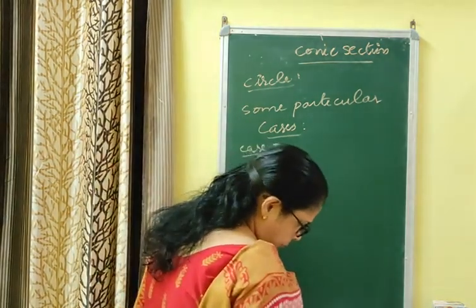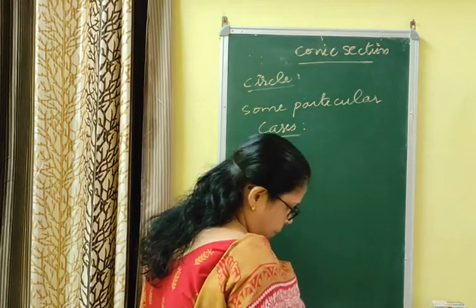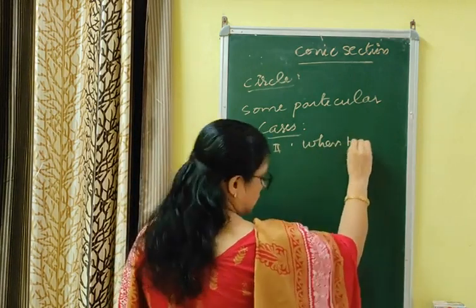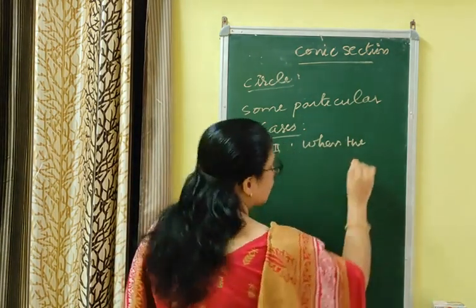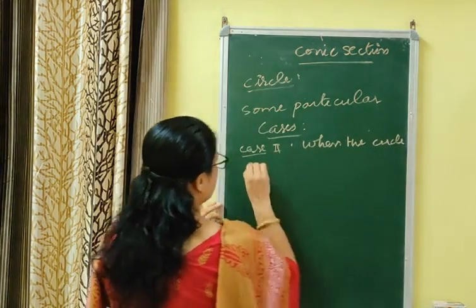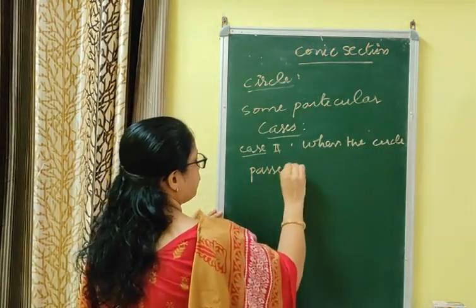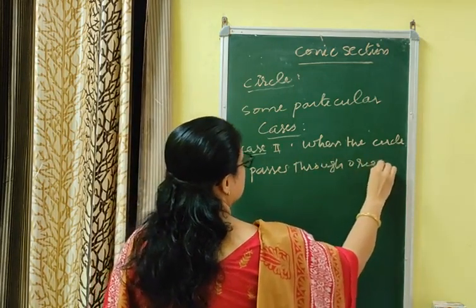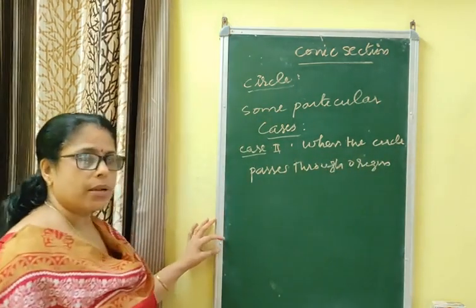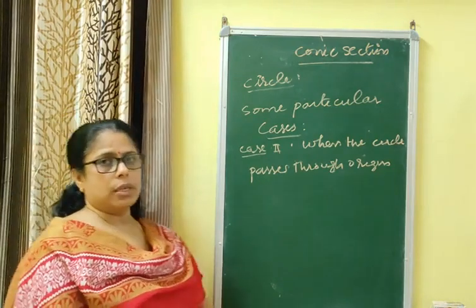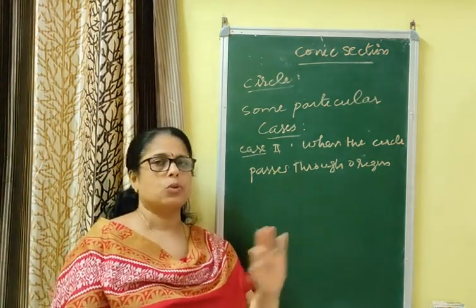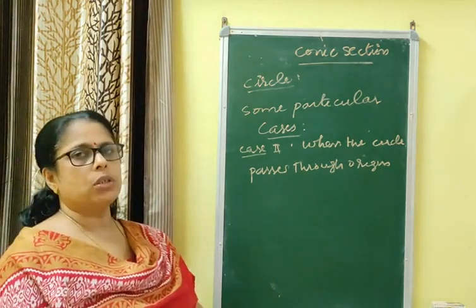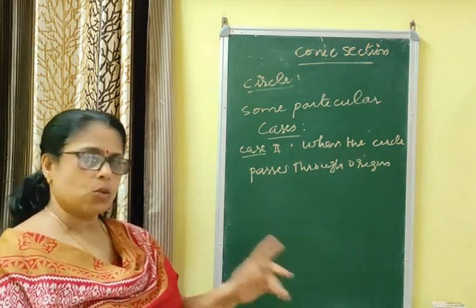The second case is when the circle passes through the origin. What is the difference between the center lying on the origin and the circle passing through the origin? In the first case, the center of the circle must coincide with the origin. Circle passes through origin means the circle can go through the origin; it is not necessary that its center lies on the origin.